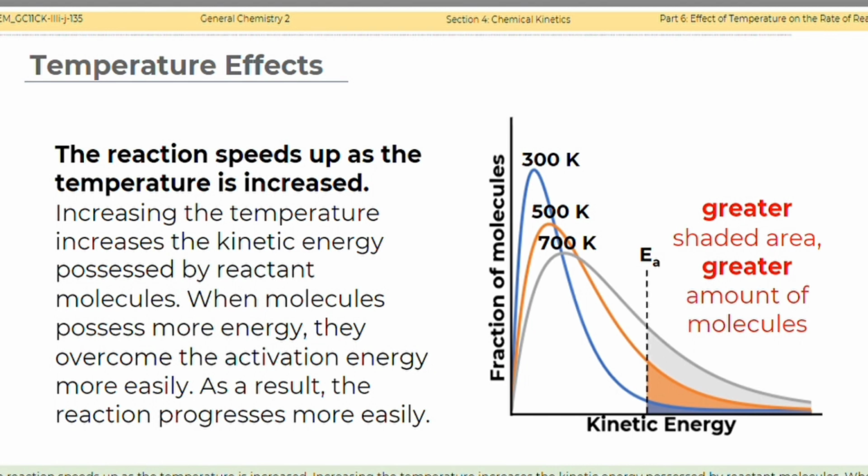The reaction speeds up as the temperature is increased. Increasing the temperature increases the kinetic energy possessed by reactant molecules. When molecules possess more energy, they overcome the activation energy more easily. As a result, the reaction progresses more easily. As shown on the plot on the right, a greater amount of molecules overcome the activation energy at higher temperatures, suggesting that the rate of reaction is faster at higher temperature compared to a reaction at a lower temperature.